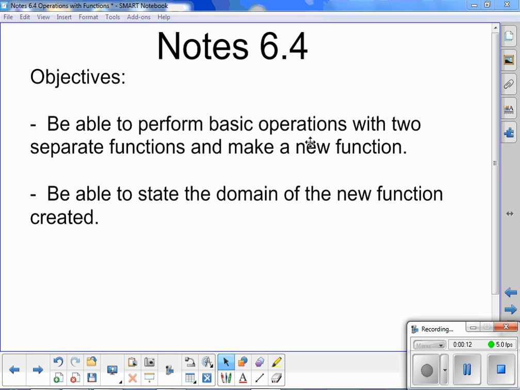Objectives: be able to perform basic operations with two separate functions. Basic operations meaning adding, subtracting, multiplying, or dividing. You're going to take one function and then do the operation with another function, and you're going to come up with a brand new function. Sometimes in books they call it a new rule. And once we have that new function, I want you guys to state the domain of it.